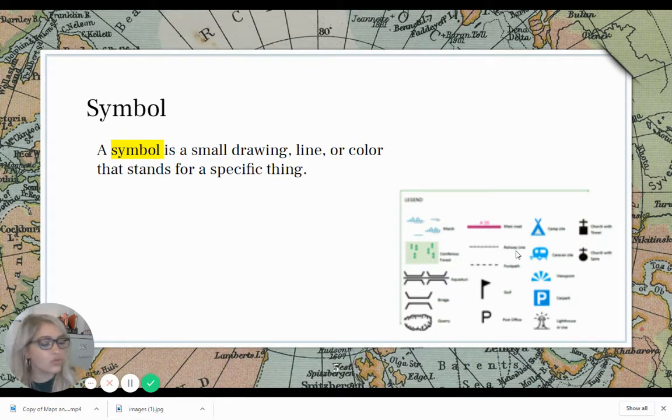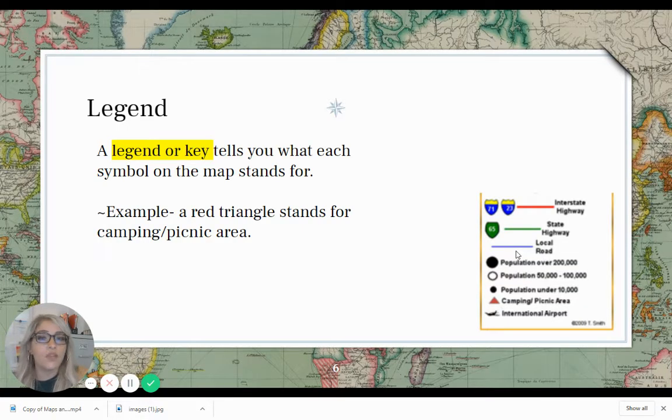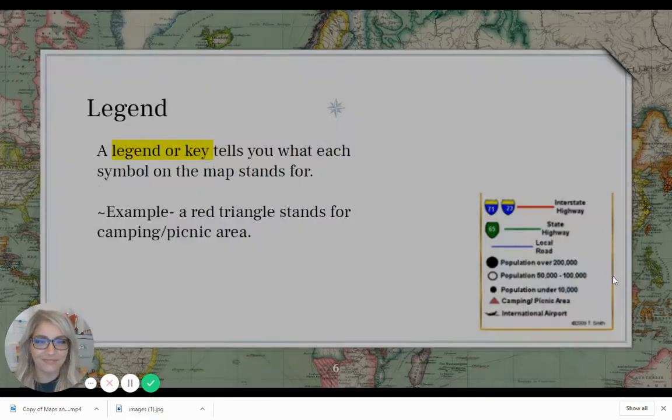Up next, we have a symbol. A symbol is a small drawing, line, or color that stands for a specific thing. So you might have, on a map, an icon that shows you where the hospitals are. It might show you where a campground is. And how you're going to tell what that symbol means is on a legend. You might have heard it called a key. We call it either a legend or a key, and that's what's going to tell us what these little icons down here stand for. So if I am looking at this red triangle, I can read right next to it. It says that it is a camping or picnic area. Then I can look on my map and find a little red triangle marking a camping or picnic area.